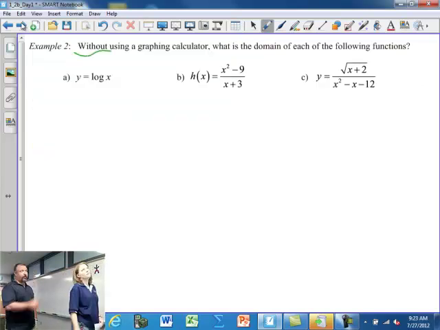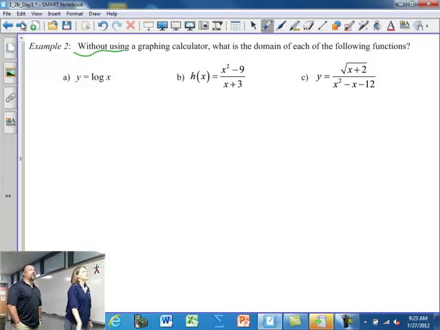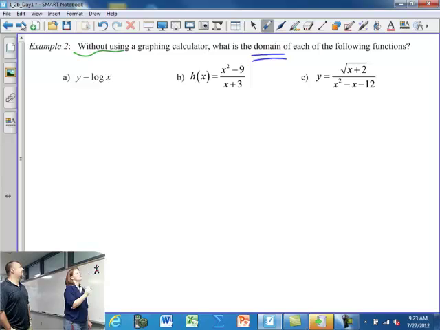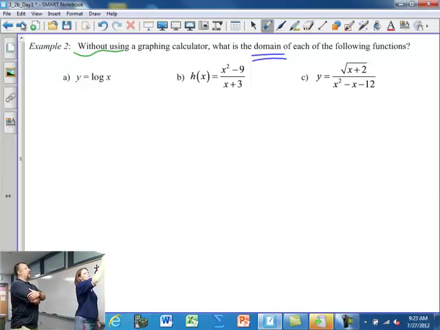Without using our graphing calculator, of course, we only have three rules to deal with, and we're only dealing with domain right now. Range is much easier when you know what the function looks like. It is, very visually.